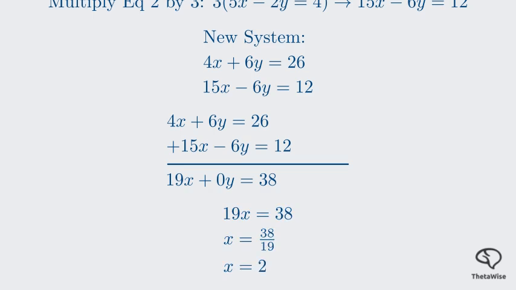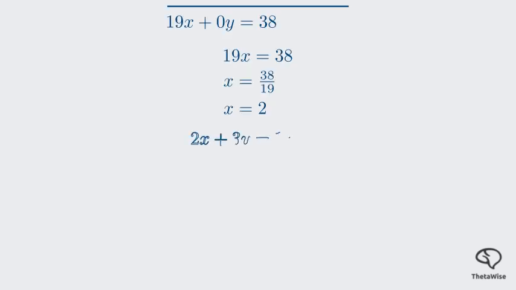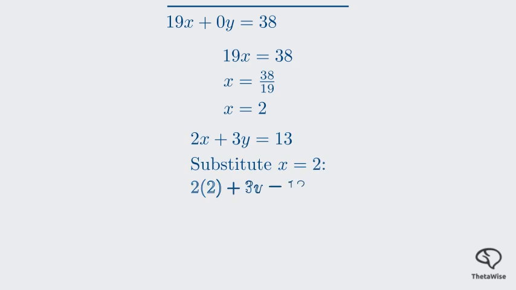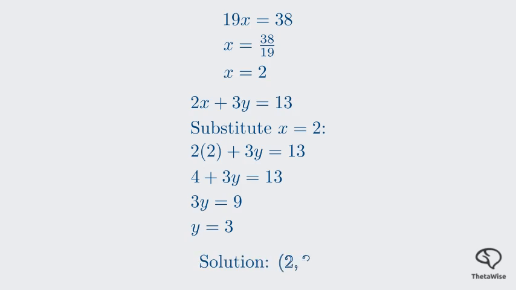Now we substitute x equals 2 back into one of the original equations. Let's use the first one. 2 times 2 plus 3y equals 13. This is 4 plus 3y equals 13. Subtract 4 from both sides to get 3y equals 9. Then divide by 3 to find that y equals 3. The solution to this system is the point (2, 3).